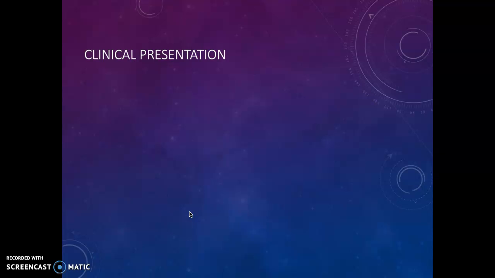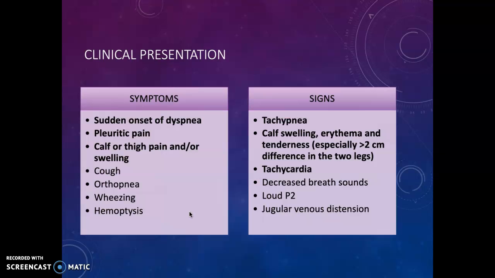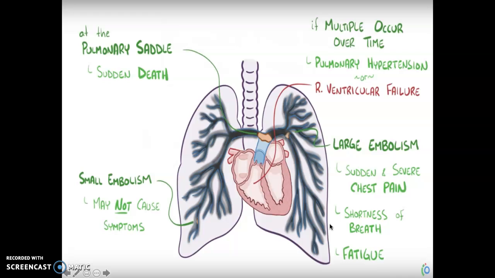So how does a patient present? Someone who has pulmonary embolism will present with a sudden onset of dyspnea. They will have pleuritic pain. They can have calf or thigh pain and swelling. They can present with cough, orthopnea, wheezing, and hemoptysis. They will also have tachypnea, decreased breath sounds, and jugular venous distension.